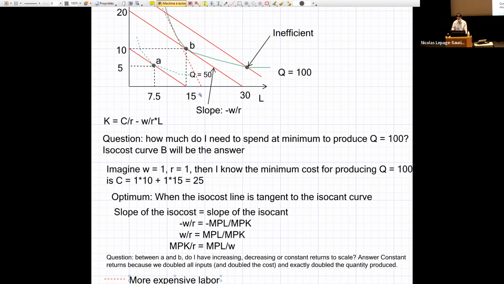Well, the slope is steeper, and I know that the slope is minus W over R. So the steeper it is, the bigger W is and the smaller R is. I don't know what happened in the labor or the capital market. All I know is now the relative cost of either input is different. And then what would I choose? I would probably choose point C there.